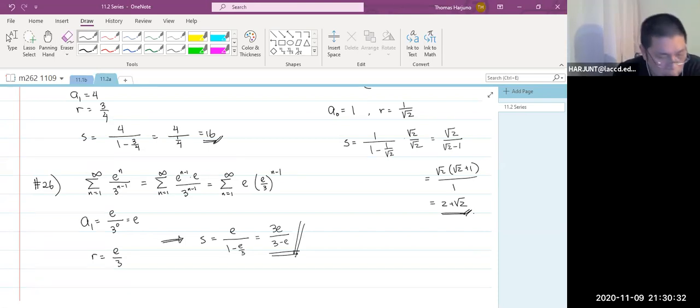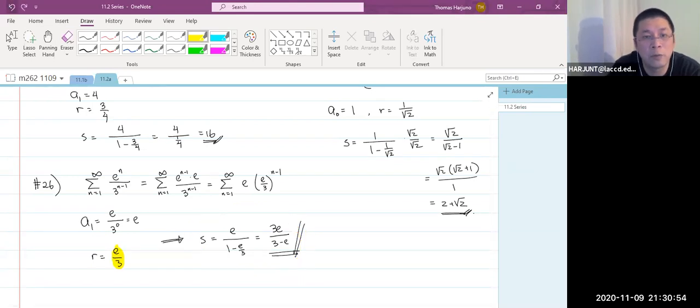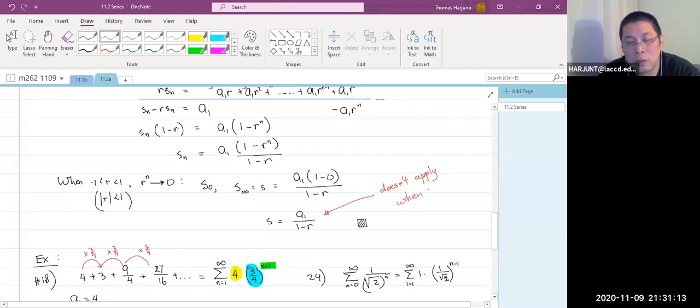But don't force it though. There are times that the ratio is greater than 1. Okay, this ratio is less than 1, because e is 2.7 something, right? If the ratio is greater than 1, then this formula does not apply. Maybe I write it on the formula I have above. This formula does not apply when the magnitude of the ratio is greater than or equal to 1.